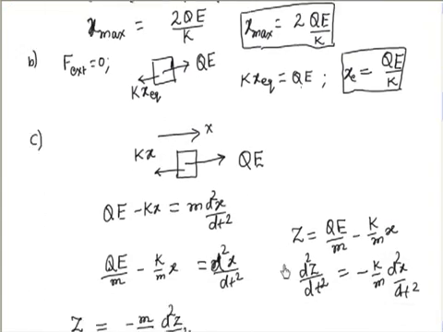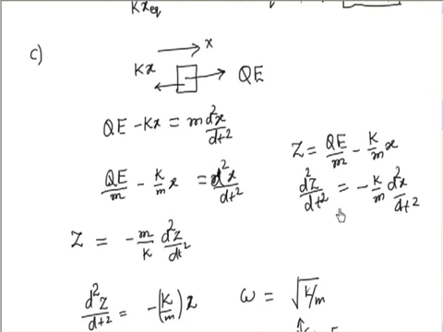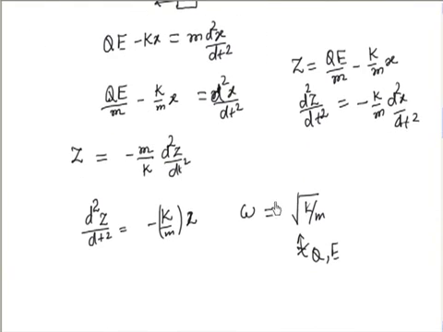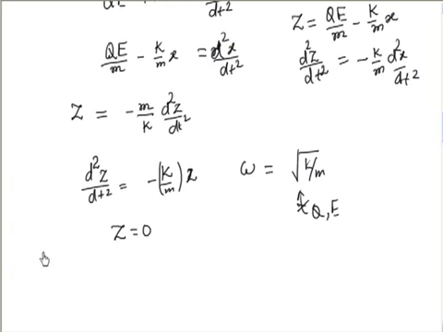You see, you can also find the mean position. This is the equation, z is equal to QE by m minus k by m into x. So you see, the mean position can also be seen. This is a shifted mean position. If you put z equal to 0, that will give you the mean position, because in d2x by dt square we have x equal to 0.